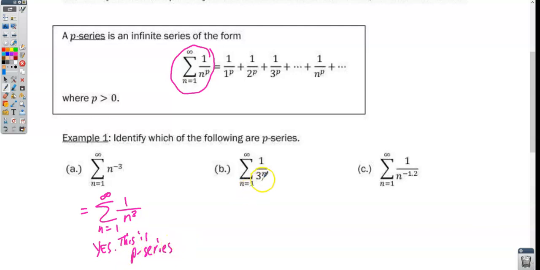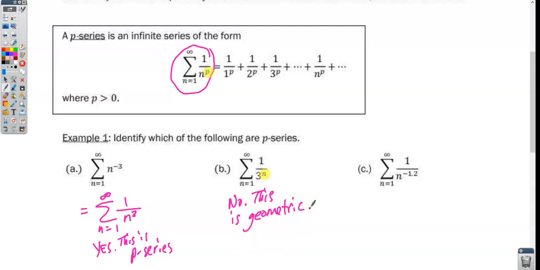Okay, the next one. We've got 1 over 3 to the n power. Now, in this case, when we're talking about P-series, p is our power. That's a constant value. In this case, we've got a varying exponent there. This is actually a geometric series, since we've got the exponential in the denominator. No, this is geometric, because for a P-series, the base of the exponential should be n, and the exponent should be the constant.